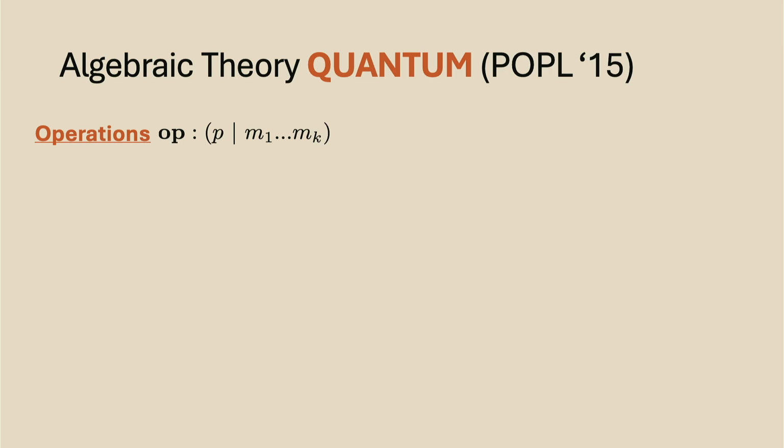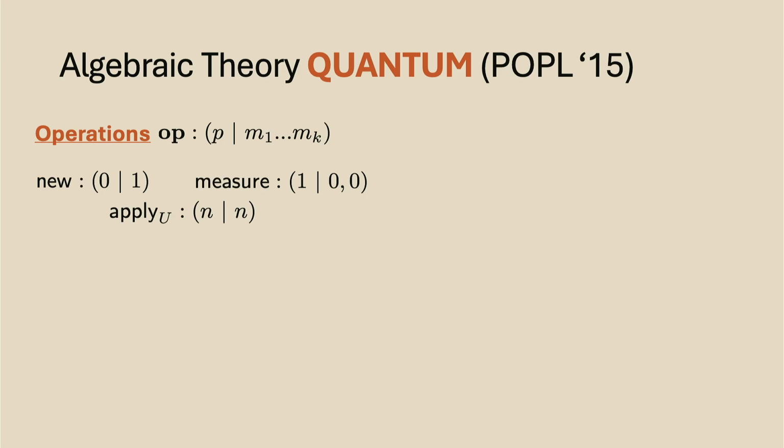So the form of operations for parameterized algebraic theories looks like this. An operation of this form says that it takes p parameters, if you will p qubits, and performs a classical choice between k branches. And then if it chooses branch i, it gives you m_i qubits.